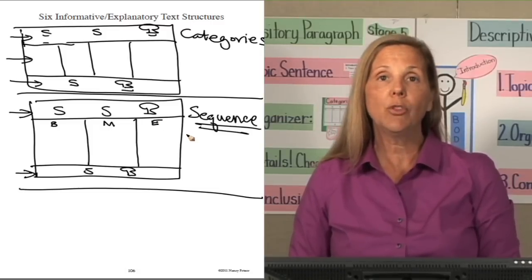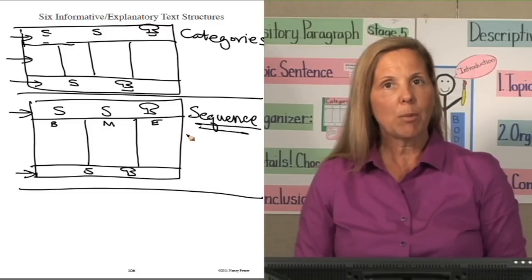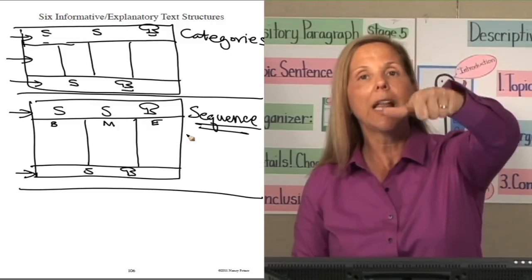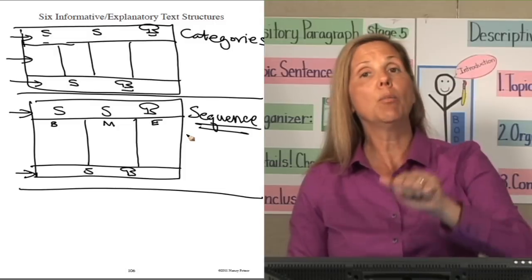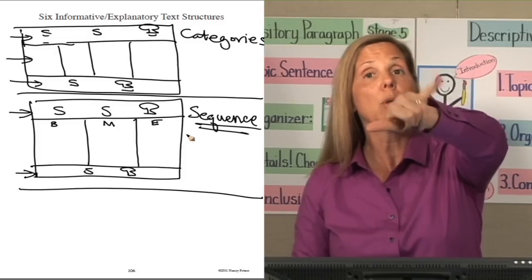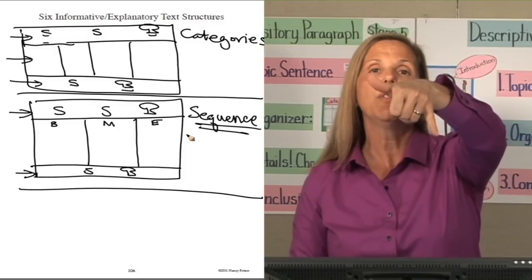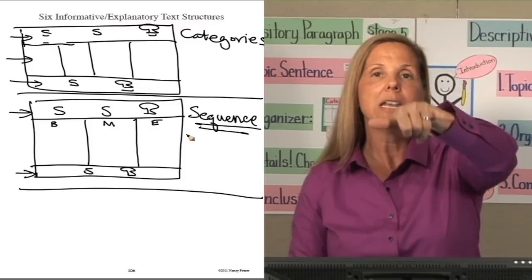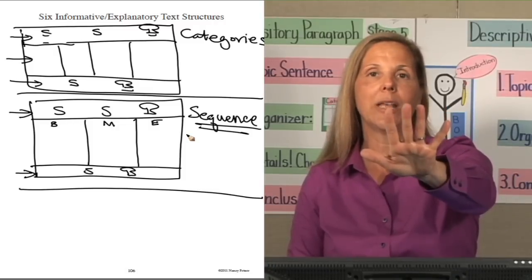How do we fill out the organizer? The first box that we fill out is the beginning, so we'll label what's going to happen in the beginning. Then we will go to the end and label the end. After we've labeled the beginning and the end, we will label what happens in the middle.